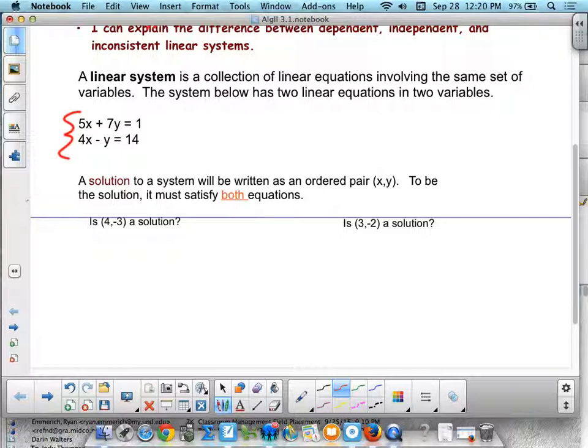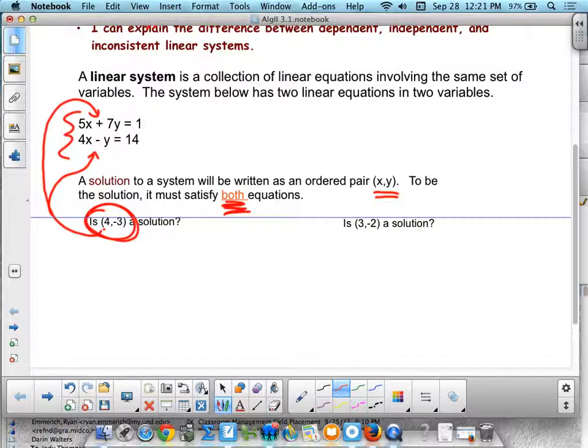If you want the solution, a solution to this system will be written as an ordered pair (x, y). To be the solution, it must satisfy both equations. So if I ask you, is (4, -3) a solution, you're supposed to say yes or no. The only way you're going to say yes is if it works in both equations. So you must plug it into this one, and then plug it into this one, and it's got to work in both. Otherwise, it's not the solution.